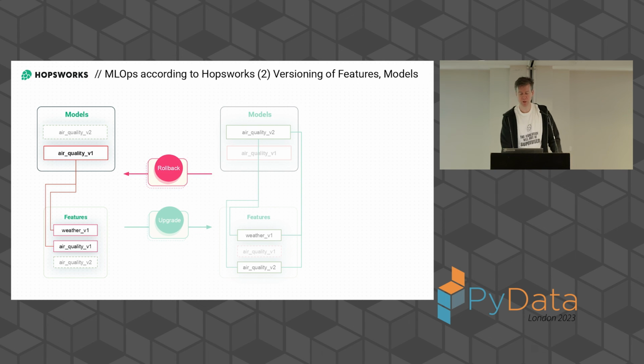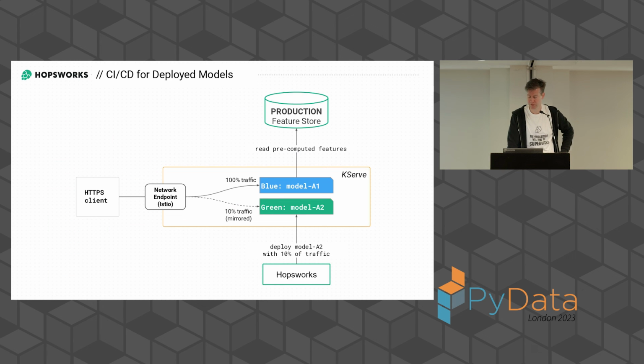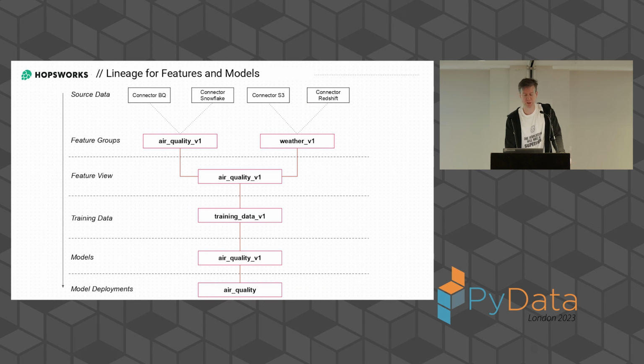At least in Hopsworks, we have support for a framework called KServe. It's an open source model serving framework for Kubernetes. You can do red-green deployments where you deploy a model, and it gets 10% of the traffic. You look at its performance, and if it's good enough, you can then deploy it to production.